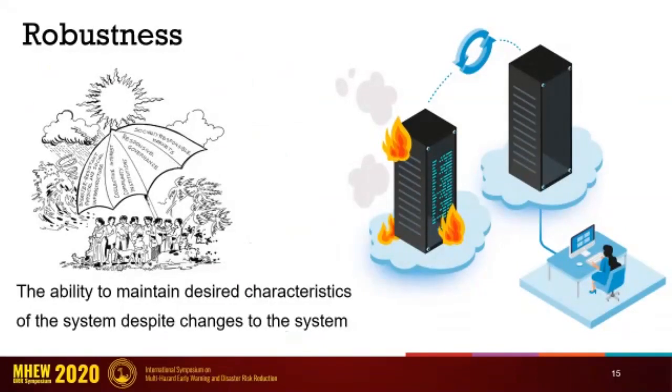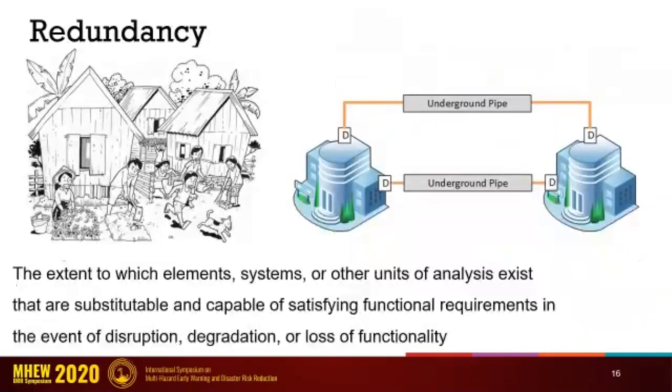Then the fourth factor is robustness. Robustness is the ability to maintain desired characteristics of the system despite the changes to the system. So, as we all know, there will be severe disruptions during a natural hazard. However, you need to have backup plans so that the main functions of the system will still happen even in the event of a disaster.